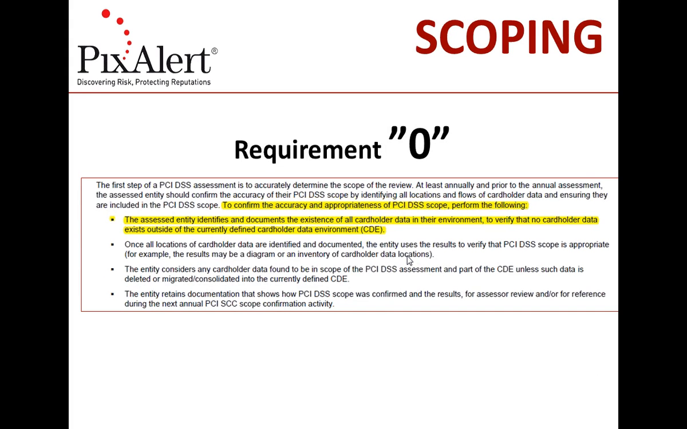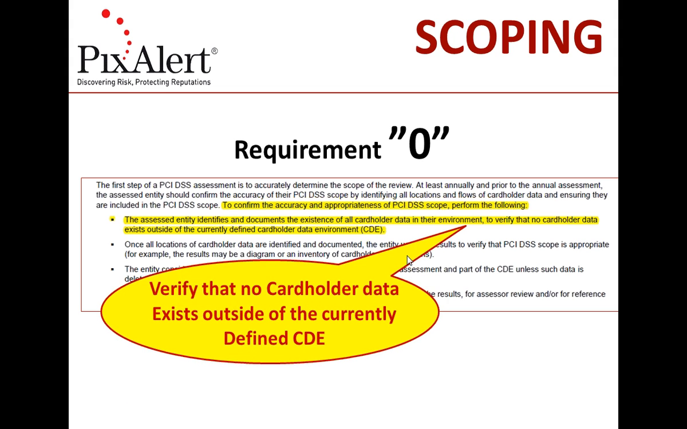Requirement 0, as it is known, states that organizations embarking on a PCI program have a few tasks to carry out prior to addressing the 12 requirements of the standard. And a large part of this is in actual fact scoping, preparing for the task, if you like, making plans. It states that the first step of a PCI DSS assessment is to accurately determine the scope of the review. It goes on to state that the assessed entity should confirm the accuracy of the PCI DSS scope by identifying all locations and flows of cardholder data, ensuring they are included in the PCI scope.